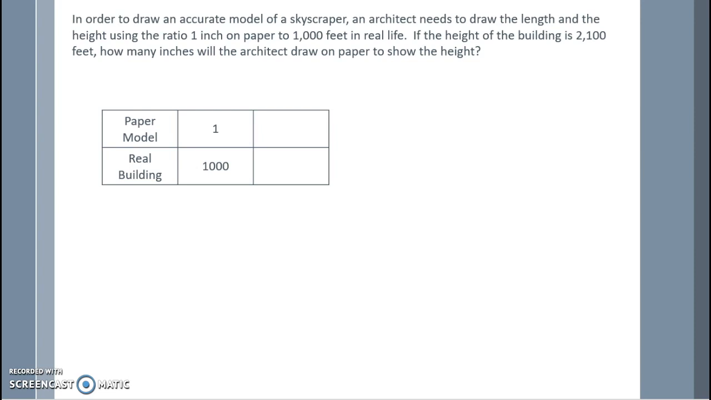We know that the paper versus real model has a 1 to 1,000 ratio. We also know that our real building is 2,100 feet. Well, I don't quite know what I need to multiply 1,000 by to get 2,100. But I do know that if I were to take 1 times 1,000, I would get my bottom number. Therefore, I could ask myself, what times 1,000 would give me 2,100? Well, we know according to our place value chart that that would be 21.